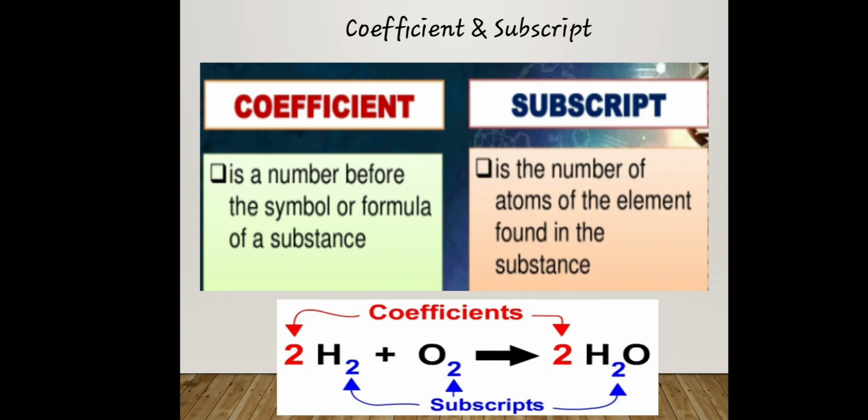The subscript is different because the subscript is the number of atoms of the element found in the substance. Meaning to say, the smaller number after the element is the subscript, while the coefficient is before the symbol of an element. So that is the difference between coefficient and subscript.